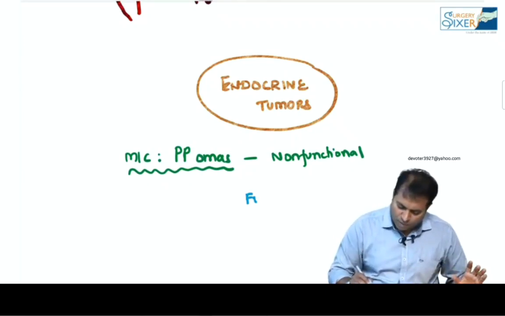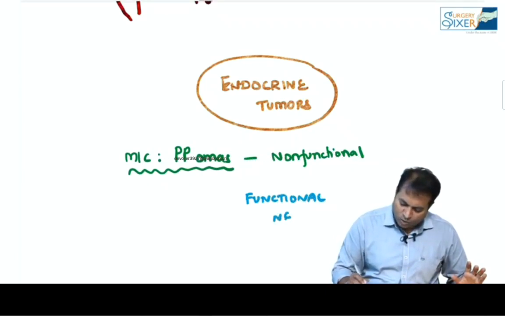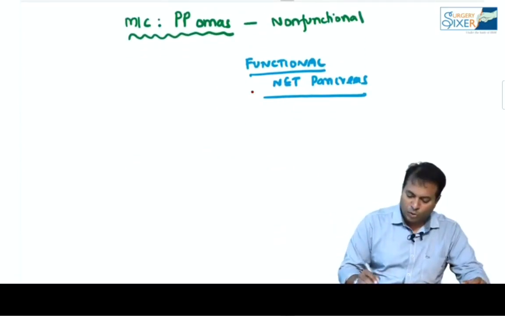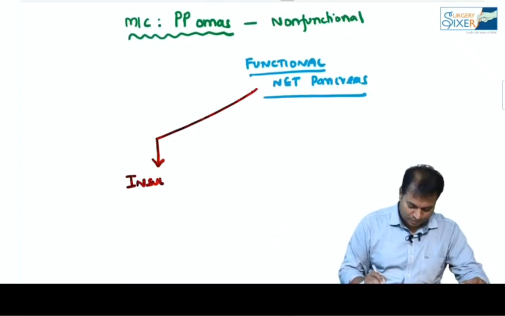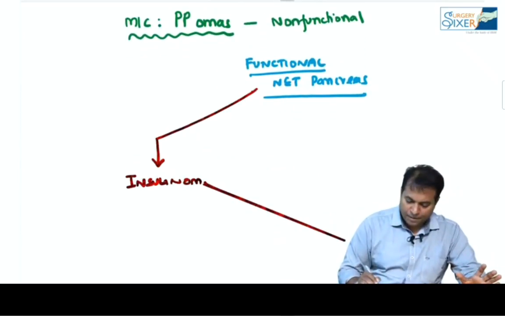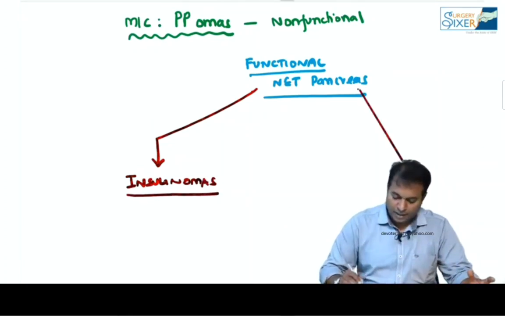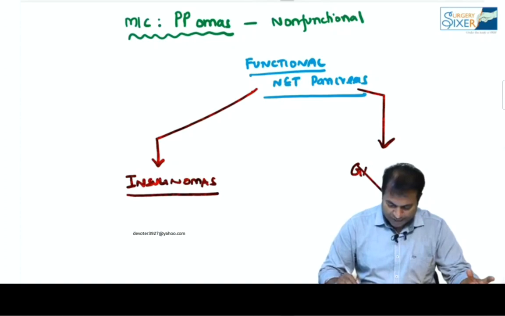So therefore, what is the most common functional neuroendocrine tumor of pancreas? These all come under the classification of neuroendocrine tumors, and the most common functional neuroendocrine tumor of pancreas is insulinomas. So please don't get confused. It is insulinomas. If they ask you overall and if there is a choice of PPomas, you have to go with it. Otherwise, if they ask you functional, it is insulinomas. And in MEN 1 syndrome, please don't forget, it is gastrinomas.